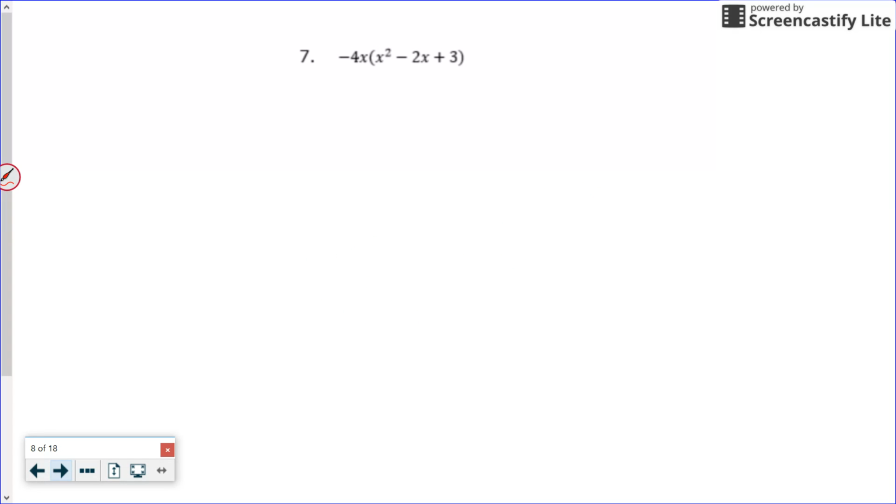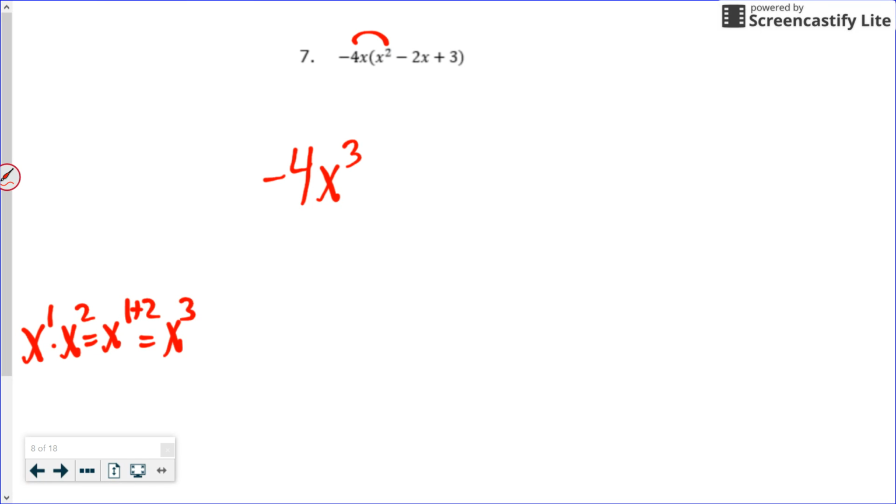Number 7, we're going to distribute negative 4x to everything inside the parentheses. So negative 4x times x squared would be negative 4x cubed. Remember, x times x squared: we add the exponents, and so it becomes x cubed. And then I've got negative 4 times negative 2, that's positive 8. x times x would be x squared. And then negative 4x times 3. Negative 4 times 3 is negative 12, and then x.